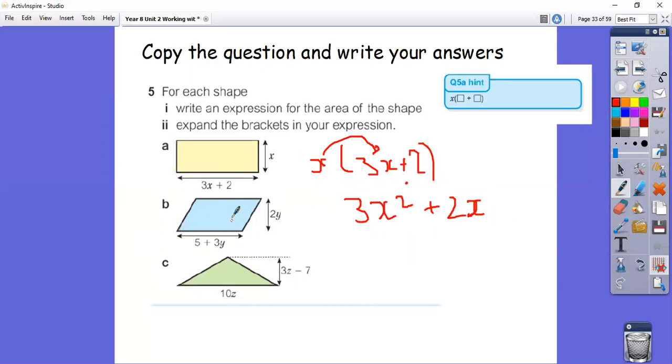Now remember, for these shapes, the parallelogram and the triangle, you need to use the area formula for each. So you need to research that on Google. Look for the formula for the area of a parallelogram, and then look for how to work out the area of a triangle. Now remember, the height you're using, so it's length times the height divided by 2, you've got to use the perpendicular height, the vertical height.